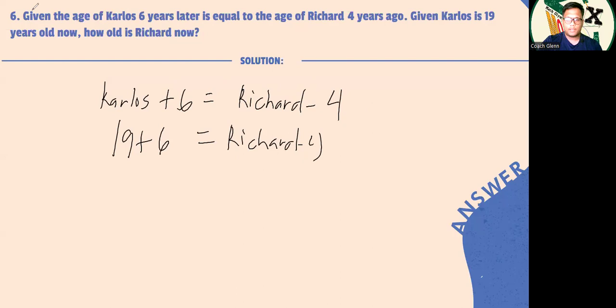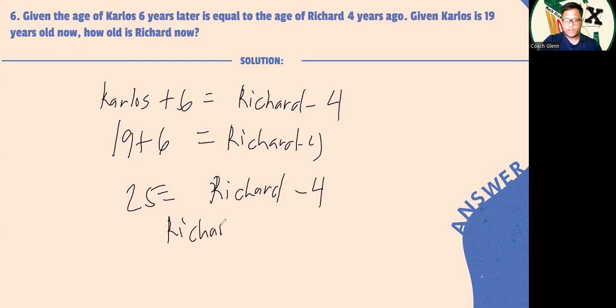So next, 19 plus 6, that's equal to 25. So Richard's age minus 4 is 25. What's a number that we subtract 4 from to become 25? That's equal to 29. So Richard should be 29 years old. Or we can just do 25 plus 4.